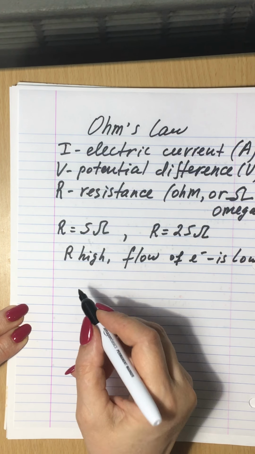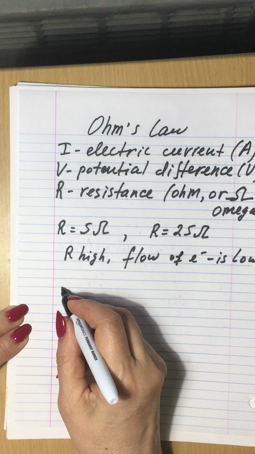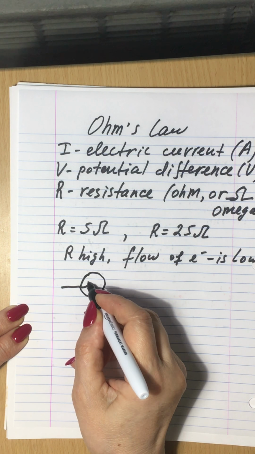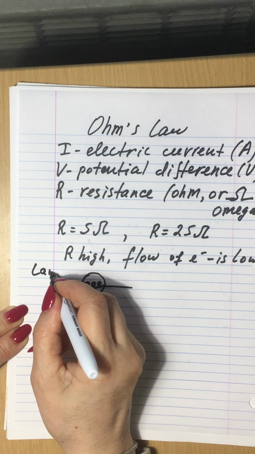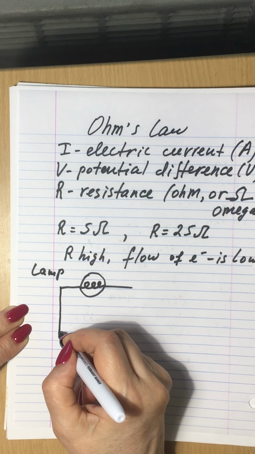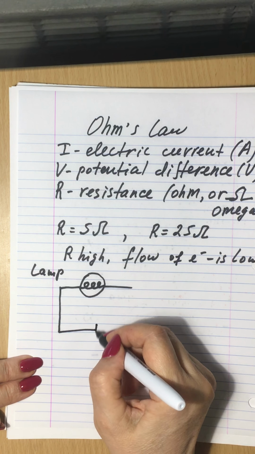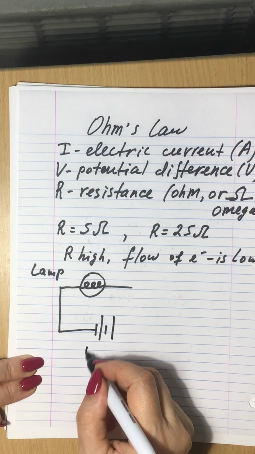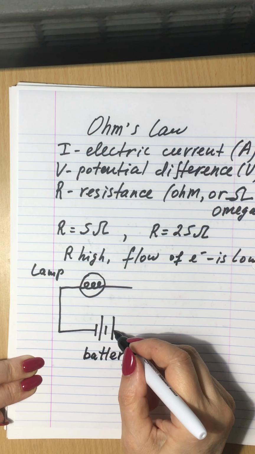So to do that, we can look at a very simple electric circuit. We never did electric circuits before, so I'm making a very simple one. So I'm putting in the circuit a lamp. Okay, that's the symbol for lamp. And obviously we need the source of potential difference. It could be a cell or battery. I'm putting a battery. We discussed the symbols yesterday.